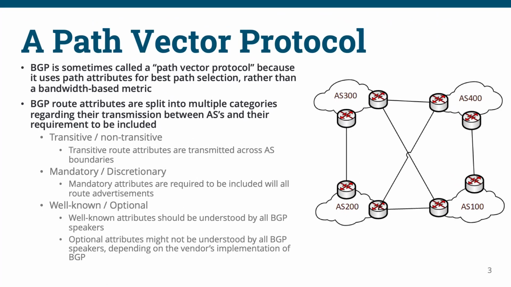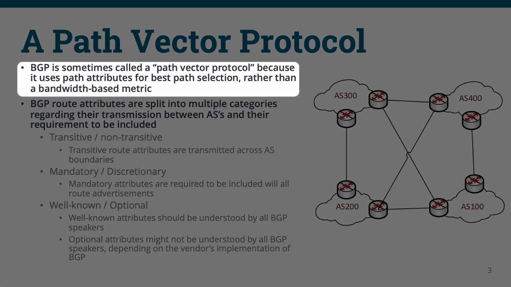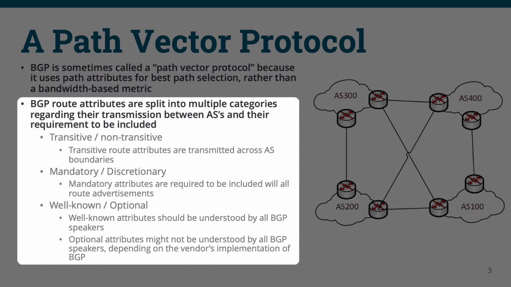As we've mentioned before, BGP is sometimes referred to as a path vector protocol. This is because BGP uses route attributes that are advertised with each route or destination to determine the best path, rather than some metric or cost based on the link speeds. The attributes that are advertised with the routing information are split into several categories.